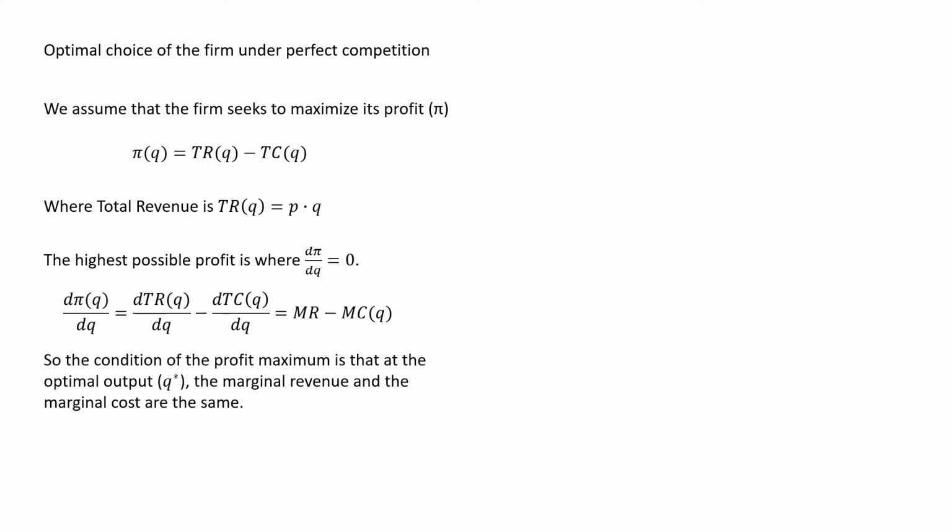So the profit maximum condition is that we should choose an output level at which the marginal revenue and the marginal costs are just equal. In a perfectly competitive market, where firms cannot influence price because there are infinitely many firms, so none of the firms have any market power, the marginal revenue is just the unit price.